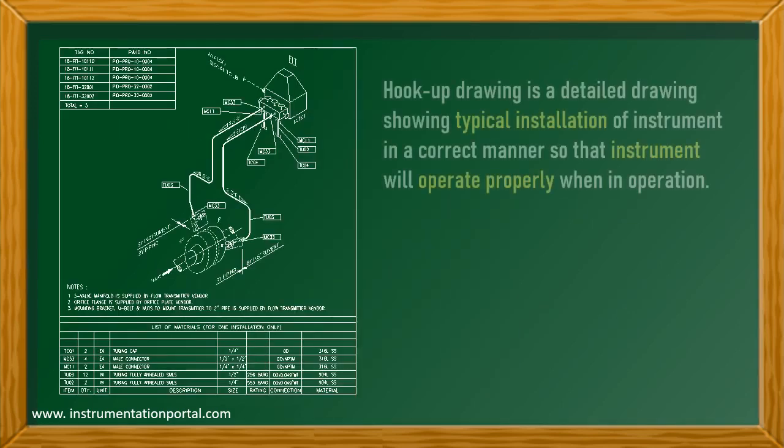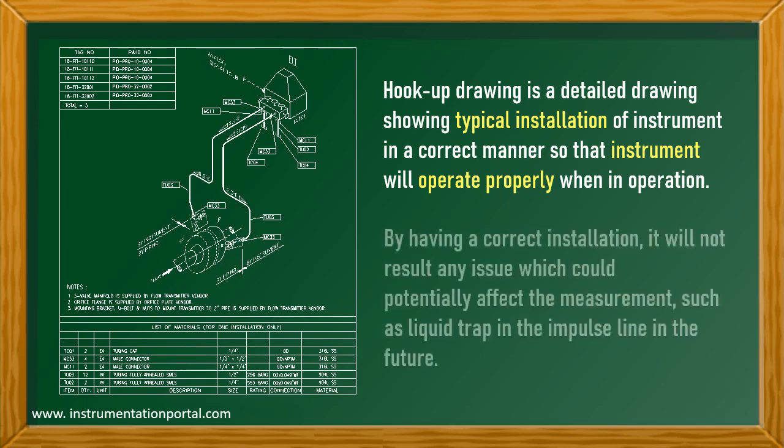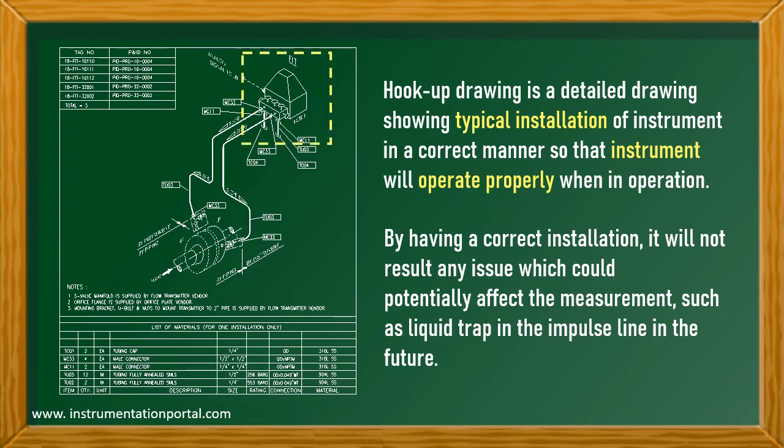So, a hookup drawing is a detailed drawing which shows the typical installation of an instrument in a correct manner, so that the instrument will operate properly during operation. By having a correct installation, it will not have any issue which could potentially affect the measurement, such as a liquid trap in the impulse line in the future. This is the instrument, and this side is the process. Between them is the bulk material that is needed to make the installation complete.